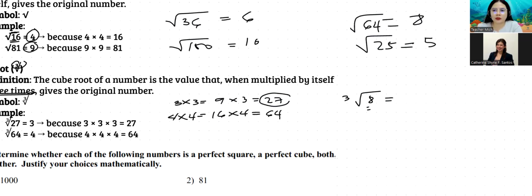Why 2? 2 times 2, that is equal to 4, times 2, that is equal to 8. So therefore, the cube root of 8 is equal to 2. Okay, the cube root of 8 is equal to 2. So that's how we get the cube root.